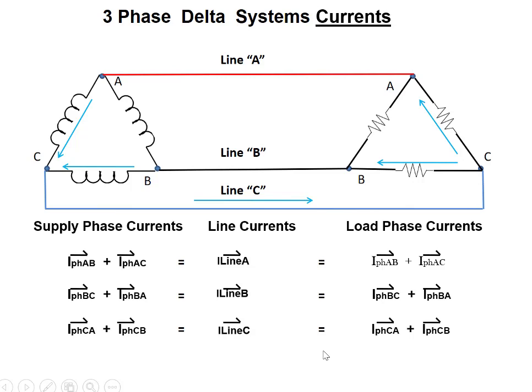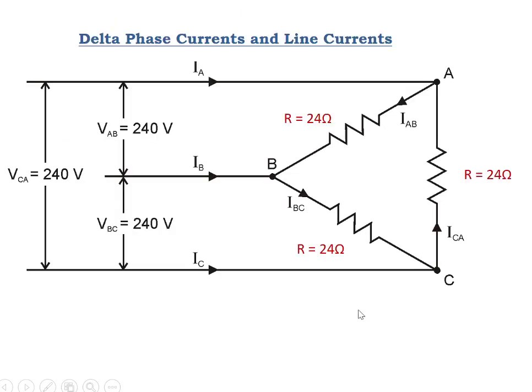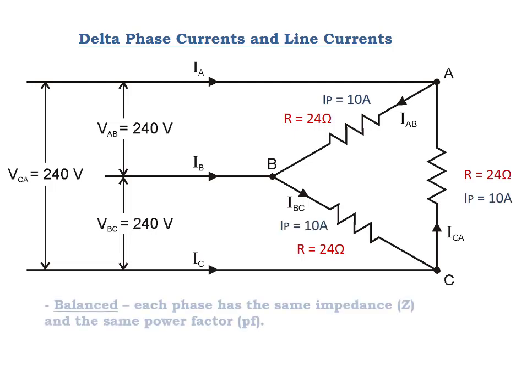So there's a difference in currents in a delta connected load. We have line currents and we have phase currents, and they are different values. If I look at a delta connected load and I want to see exactly how phase current and line current work, we'll look at a balanced load. And to have a balanced load, we always have to have two things: the same impedance or current in each phase and the same power factor in each phase. That's what we have here.